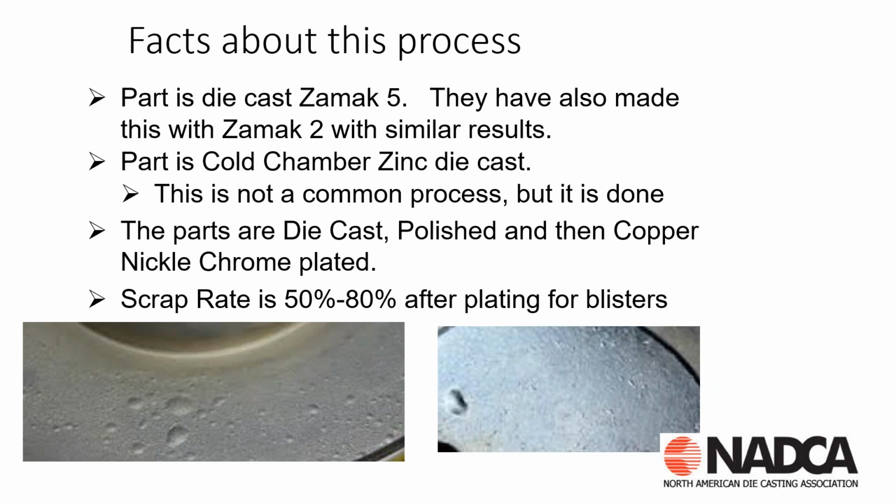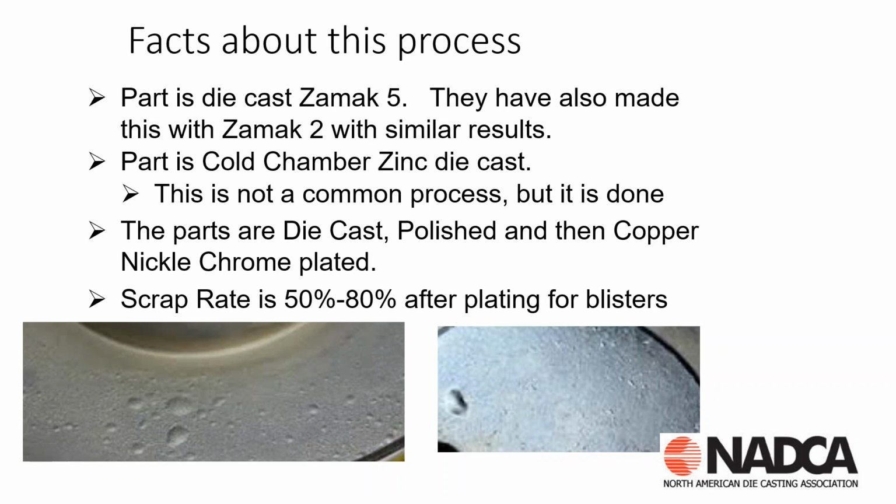So instead of using a hot chamber process, which would help us reduce gas or not entrain gas in the shot system, they're using a cold chamber process. And subsequently, the parts are polished, and then they're copper, nickel, chrome plated. Their scrap rates are ranging anywhere from 50% all the way up to 80%, and it's bubbles. And if you remove the plating, in some instances the zinc is actually flat. In other cases, the zinc is actually bubbled up.